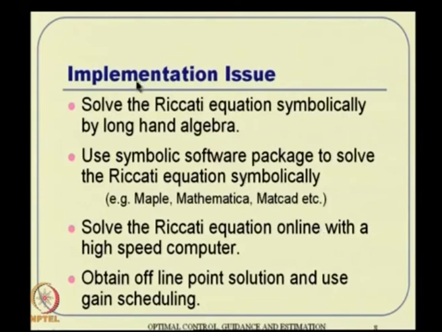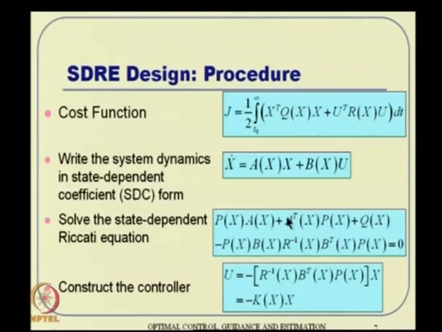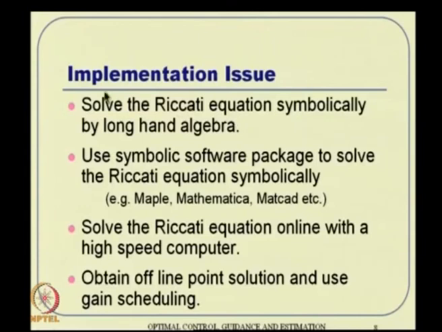The first implementation issue is, how do you solve this Riccati equation? That's what most of the difficulties boil down to, numerical problems. First, you can think of solving the Riccati equation symbolically by longhand algebra, and if the problem dimension happens to be small, and we have given some examples before in this lecture series, it is possible to solve the Riccati equation symbolically. That is the best thing to happen if you can do that. The second best is probably to use a symbolic software package, something like Maple, Mathematica, MathCAD; a lot of symbolic software is available nowadays, and you can try to solve this Riccati equation.